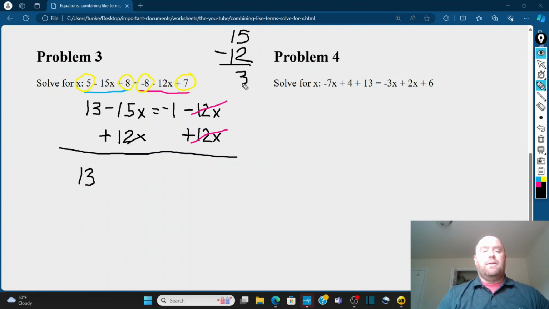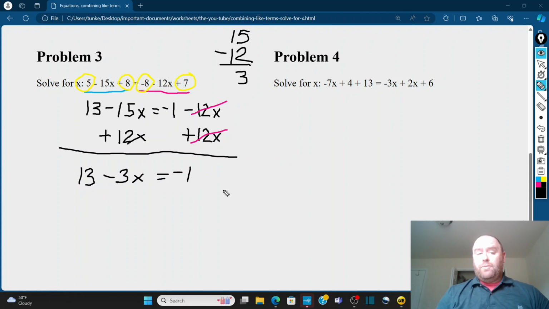We're going to get 3. But since the negative 15 is further away, we're going to take the sign of negative 15. So it's going to be minus 3x here. And then that's going to equal, on the right-hand side, negative 1.